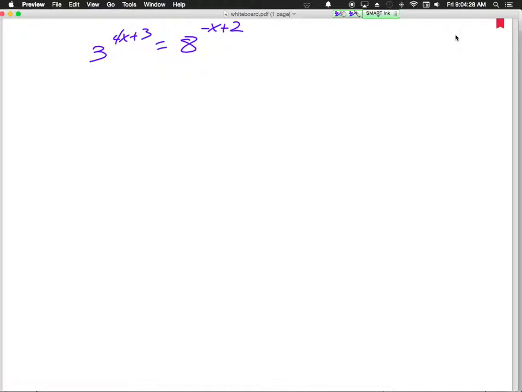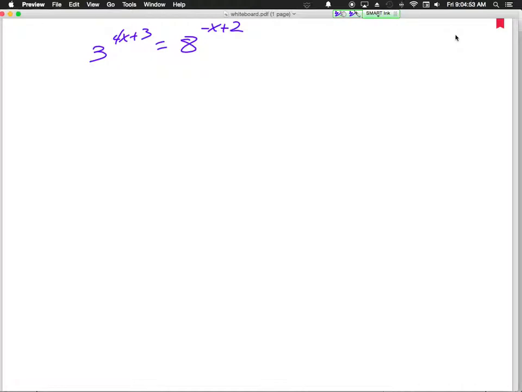Alright, so I have 3 to the 4x plus 3 equals 8 to the negative x plus 2. So when I look at this problem, first thing I should try to do is what? Try to get the bases to be the same. That's the first thing I should do. I should realize that I can't do that, so that means I have to do the natural log deal.